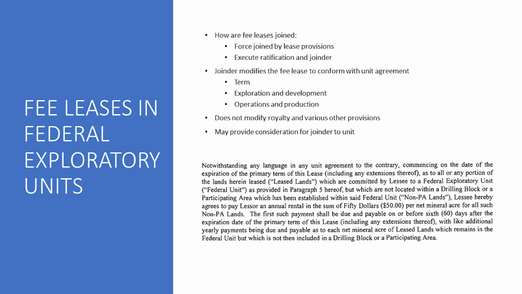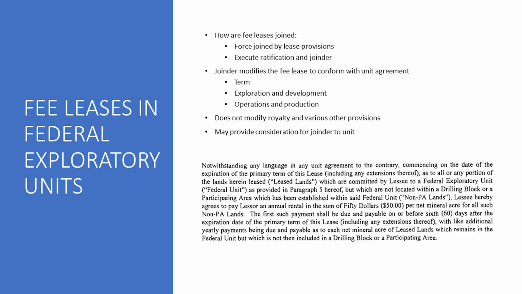the federal unit. So what a joinder can do, and I won't go through an entire lease and every provision impacted, it does impact your term. So say I form a federal unit in 2010 and my fee lease is set to expire in 2011. We'll get more into the timing of federal units, but essentially the term of your lease is joined until that federal unit contracts or is terminated. It controls the rate of exploration and development and also operations and production.